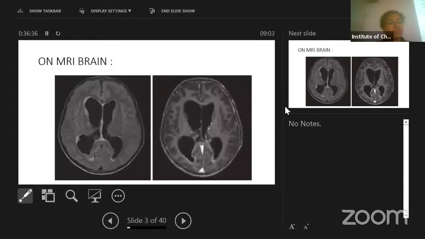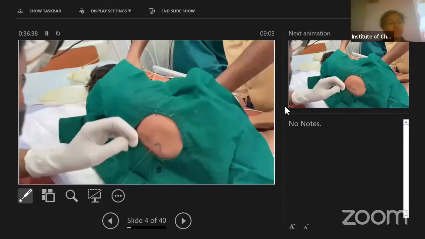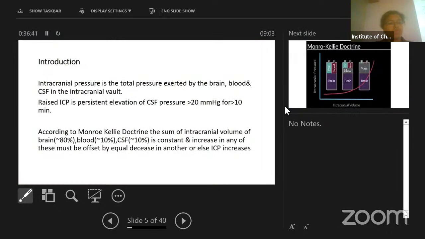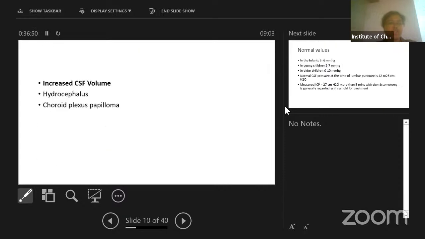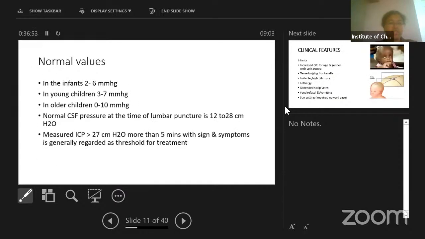Okay, hydrocephalus is also fine. Now over here, the normal CSF pressure, up to 20. Normal CSF lumbar puncture during 12 to 28 centimeter of water, but more than 27 millimeter of mercury, right? So 27 centimeter of water, 20 millimeter of mercury. Practically we measure with mercury, right?